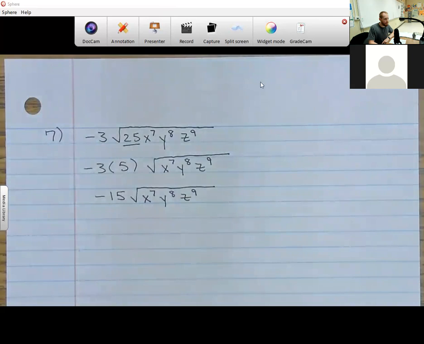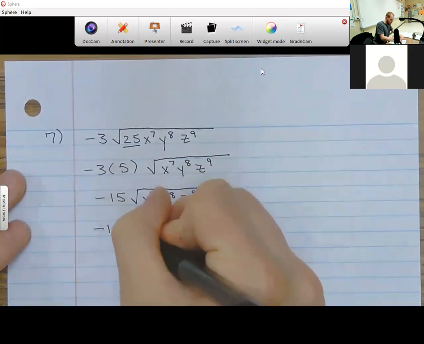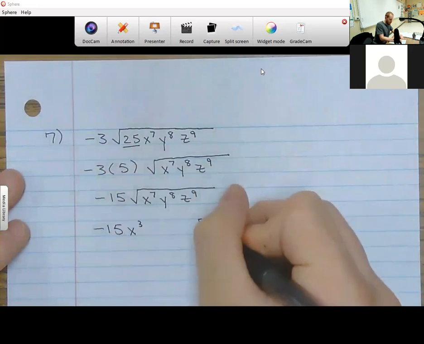Okay? All right. So let's deal with the x's first. Let's look at the x's. How many x's do we have? We have 7 of them, right? If I divide that by 2, how many can I take out? How many times does 2 go into 7 without spilling over? 3 times with 1 left over. So I can take out 3 x's, but I have to leave one of them left under the radical, right?